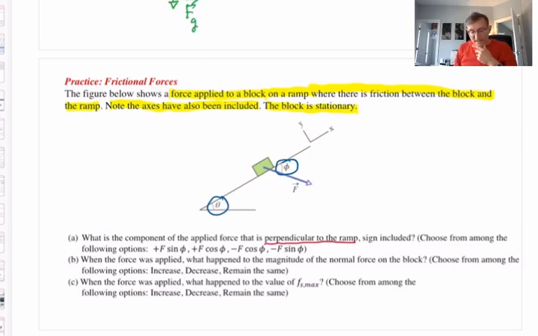That's B. And then C. When that applied force, F, was applied, what happened to the value of Fs max, the magnitude of Fs max? Did it increase, decrease, or remain the same? Okay? When that applied force was applied, what happened to the magnitude of Fs max? Did it increase, decrease, or remain the same? So I want you to answer these as class engagement on Blackboard.